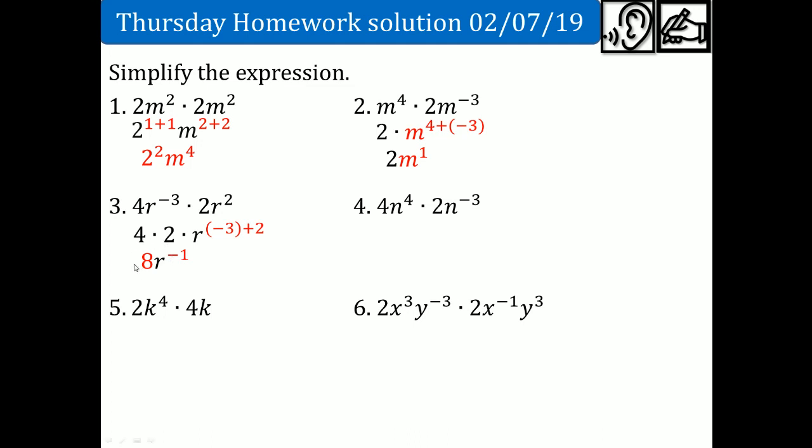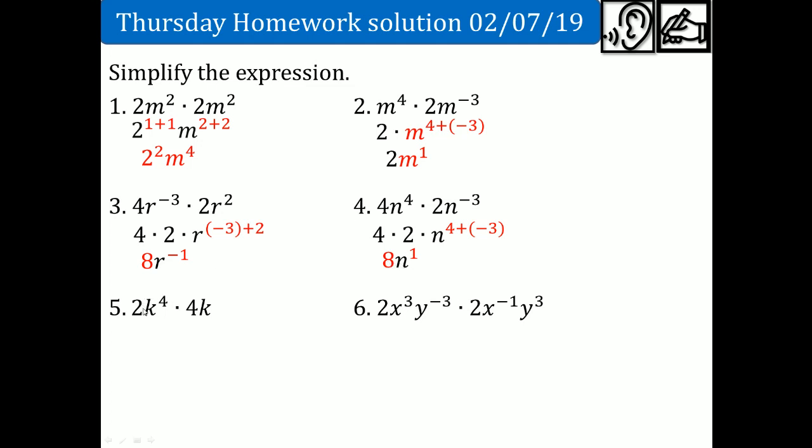Number 4. Same thing here. 4 has to be multiplied by 2. The exponents here, n to the fourth power and n to the negative 3, you add the exponents. So it is n to the 4 plus negative 3. Again, you are adding the exponents because they have the same base when you multiply them. 4 times 2 becomes 8. The exponent for the n is 4 plus negative 3, which is 1. So it's 8 times n to the first power.